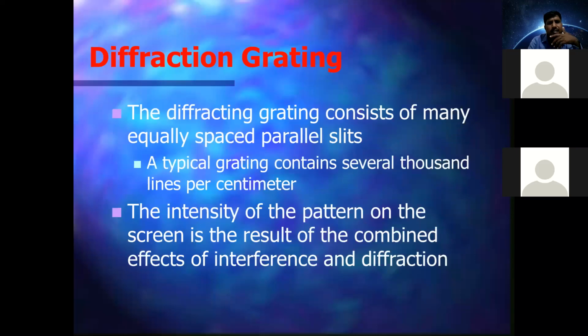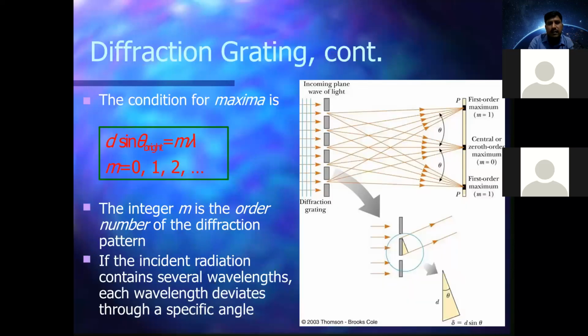We'll discuss last. What is the grating? Also, I just mentioned the 4 marks type again. Diffraction grating consists of many equally spaced parallel slits. Grating contains several thousand lines per centimeter. The intensity pattern on the screen is the result of the combined effect of interference and diffraction. See how this diagram also helps a lot. Central maximum, first order maximum, zeroth order.